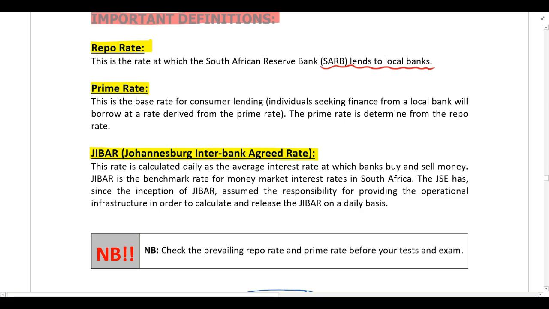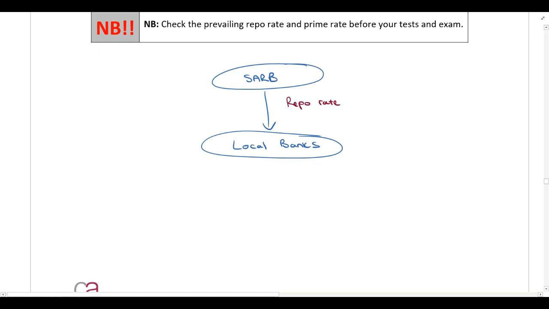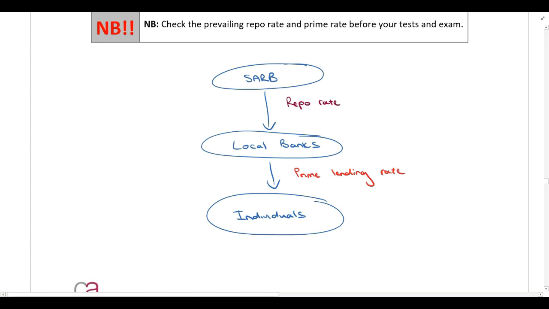Then the prime lending rate is the base rate for consumer lending. Individuals seeking finance from a local bank will borrow at a rate that is derived from the prime rate, and the prime rate is determined from the repo rate. So banks will then lend to individuals at the prime lending rate, and the prime lending rate is determined from the repo rate.